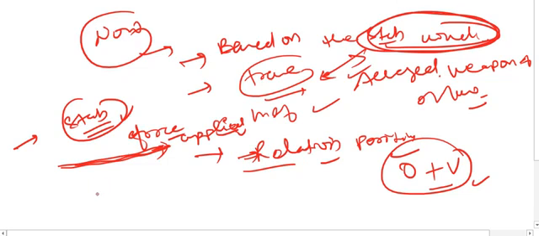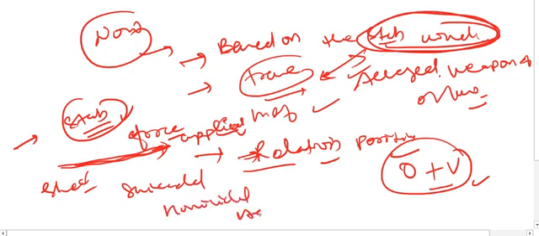Then one should be able to differentiate between suicidal, homicidal, and accidental stab wounds. So this is all about stab wounds.